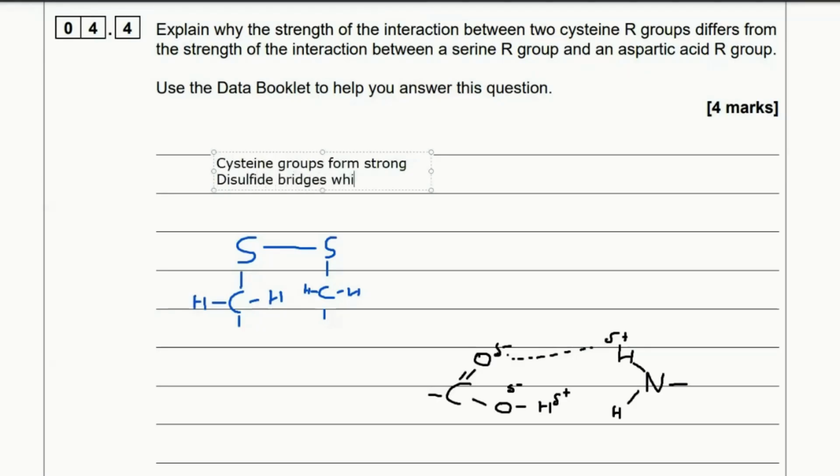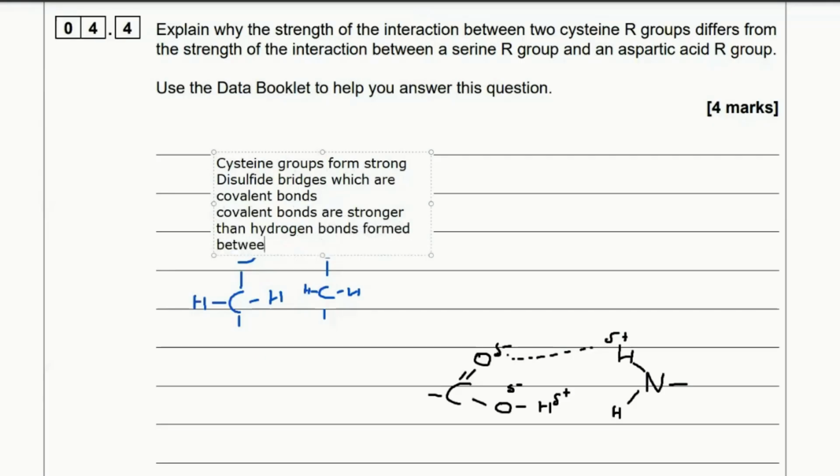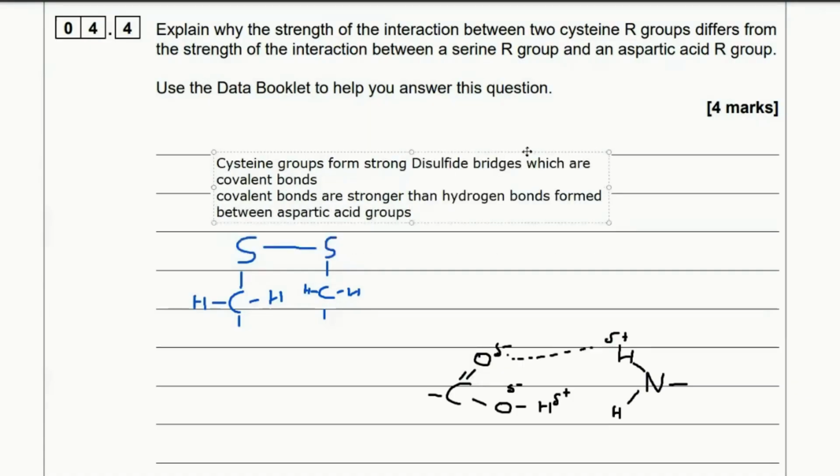So now we know that the aspartic acid has hydrogen bonding and the cysteine groups form disulfide bridges. We have to ask ourselves, which one is stronger? Well, cysteine groups form strong disulfide bridges. Now, disulfide bridges are a covalent bond of shared electrons. So you've got those strong electrostatic forces of attraction between nuclei and pairs of shared electrons. And that is going to be a lot stronger than the intermolecular force, that is hydrogen bonding, that we get formed in aspartic acid between the R groups.